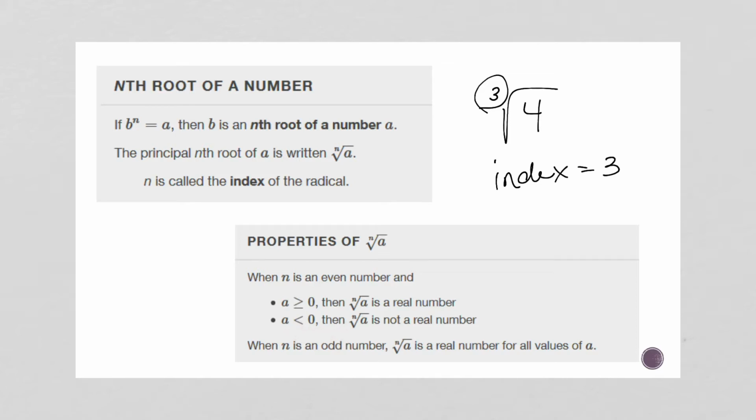So if your index is even and you have a negative number under the radical, then all we're going to say for now is that it's not a real number. We're not going to go into imaginaries in this class.